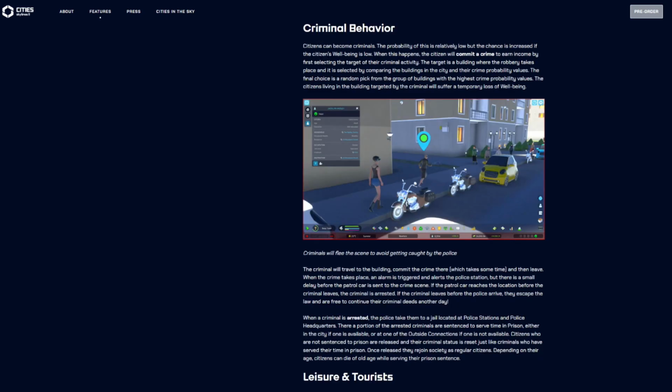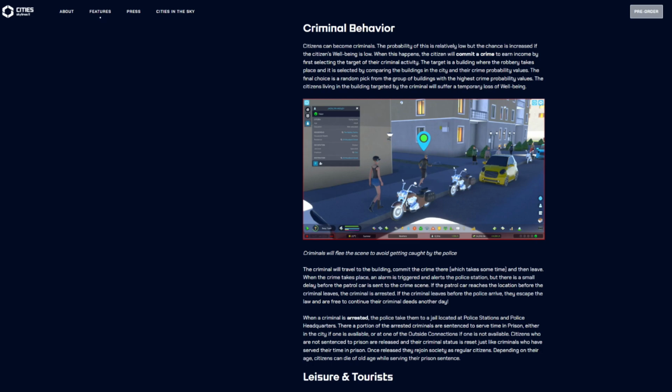And here we get into criminal behavior, which I've kind of been looking forward to. I think this is going to be really interesting and fun to play with in the game. But anyway, it says that citizens can become criminals. The probability of this is relatively low, but the chance is increased if the citizen's well-being is low.